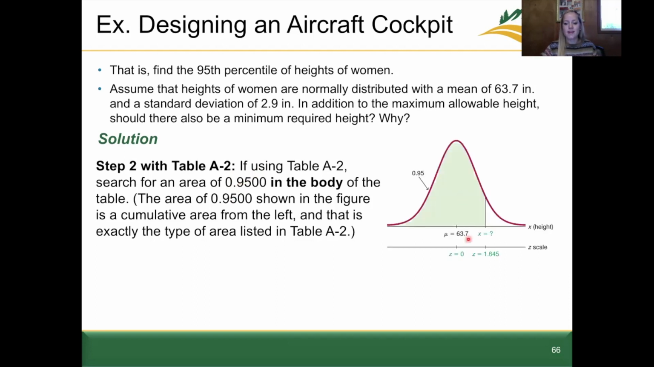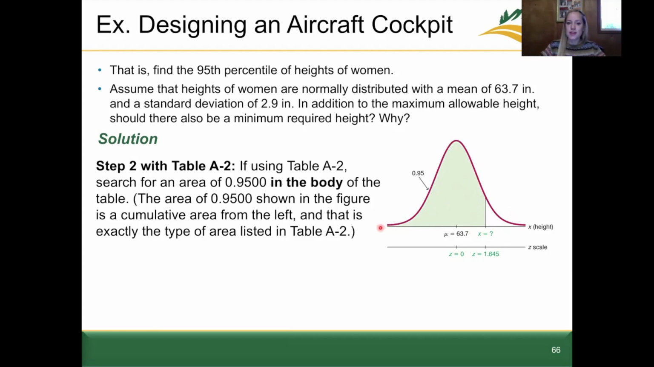Now, when we're not thinking in terms of z-scores, we have our mean value, or 63.7. We know the shaded region under the curve is 95%, or 0.95, of this whole area under the curve. We don't know what height or X value yet. That splits the 95% of women who are the shortest from the 5% of women that are the tallest.